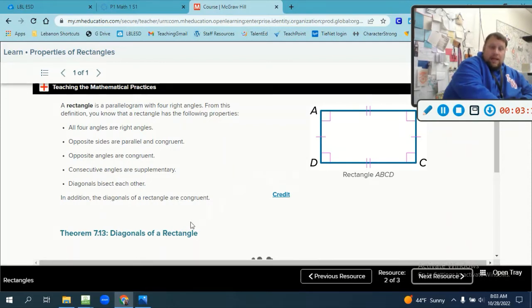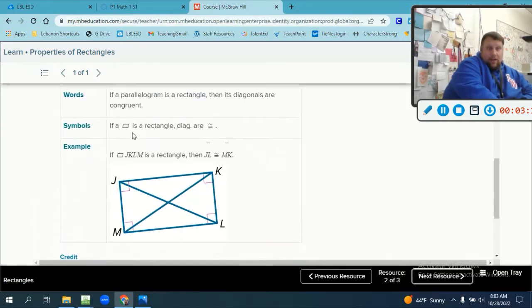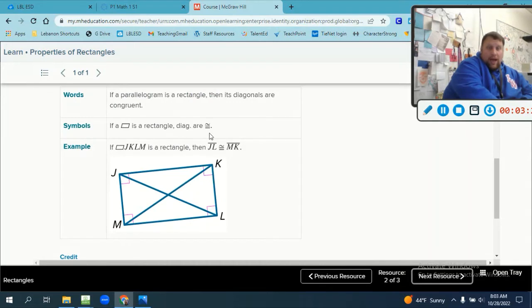They're the same. That leads us to theorem 7.13, which says if a parallelogram is a rectangle, the diagonals are congruent. In other words, KM is equal to JL. Those are congruent. They're the same length. They don't just cut each other in half. They're the same exact length of line. Okay? Awesome. Let's go into the next one. Are you ready?